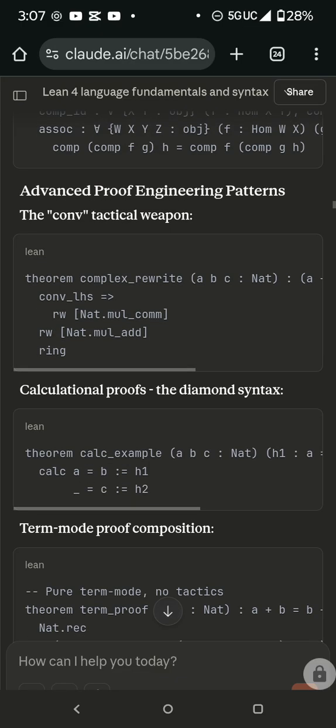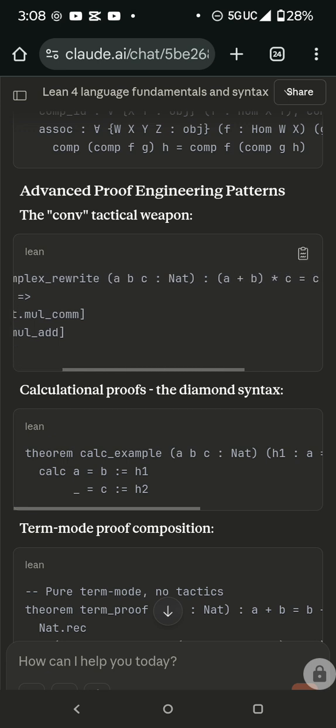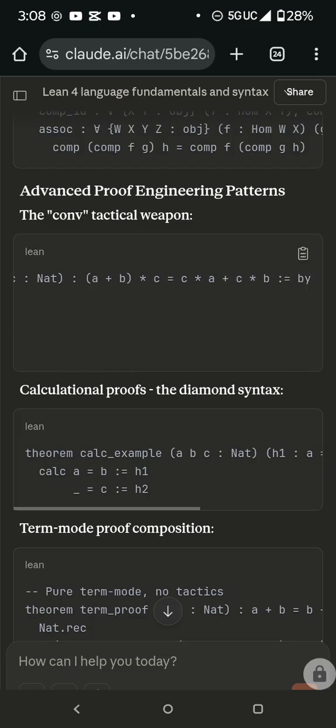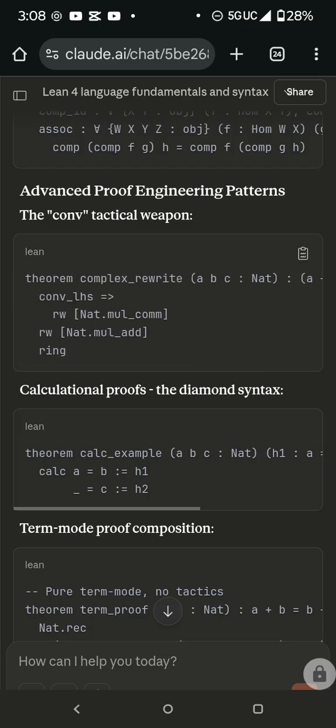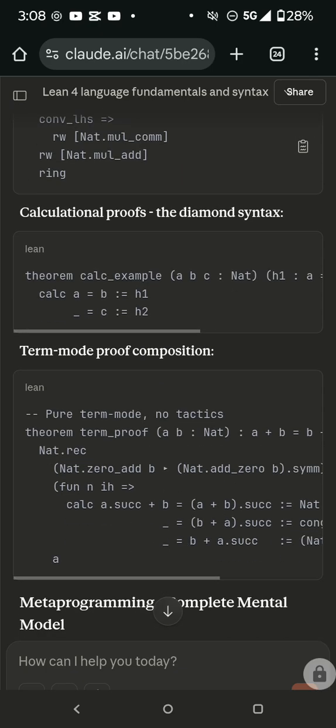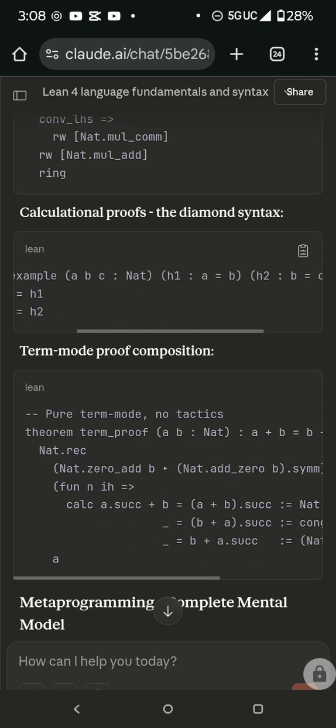Advanced proof engineering patterns. Let's find out more. The conv tactical weapon. That is, for example, it would say you want to prove a theorem, given a name, example name, complex rewrite. Well, you'd want to structure something like this, and you'd prove that to be true by using this set of interrelations and calling for the structure and invoking it, setting it. Calculational proofs, the diamond syntax, using this as an example.